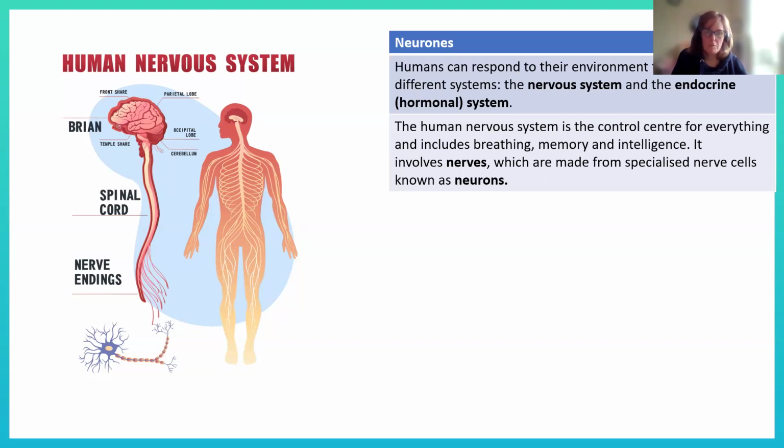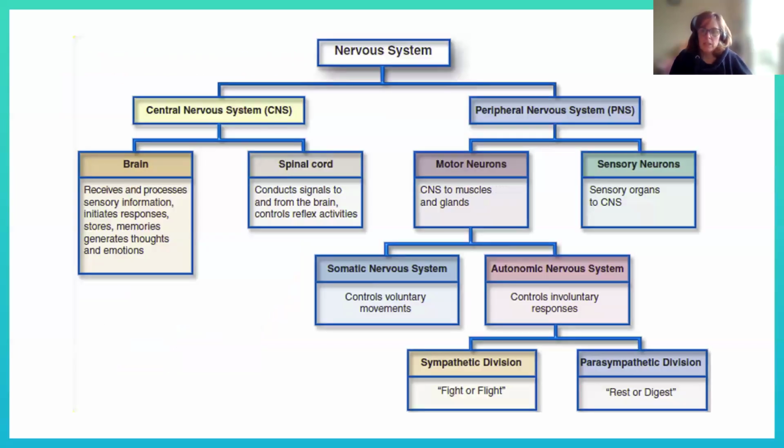Nerve signals are fast: eyes blinking, pupils dilating because of light changes, things like that. So the nervous system controls breathing, memory, intelligence, thought, and it involves nerves, which we had a look at a minute ago, made out of specialist cells called neurons. There's a lot of information on this slide, and it's a little bit like, whoa, to start with, but I'm going to talk you through it. It's not as bad as it looks. It's just because there's so much writing that it seems bad.